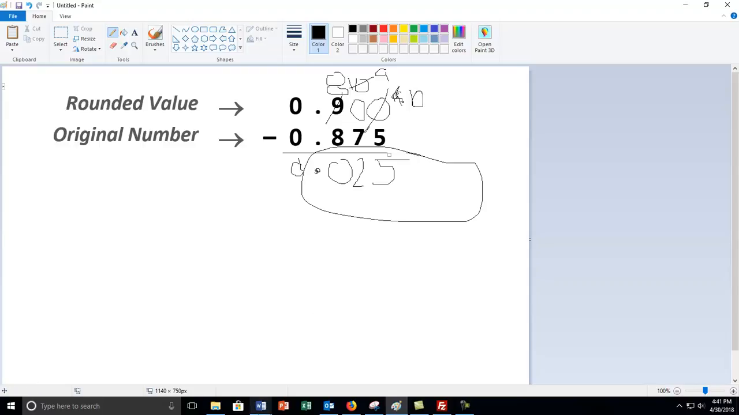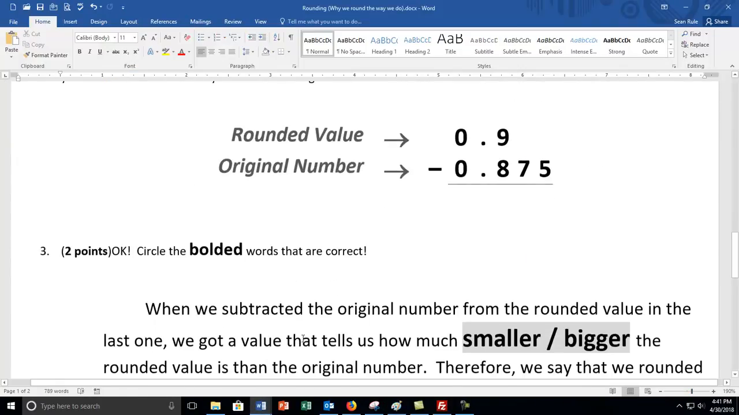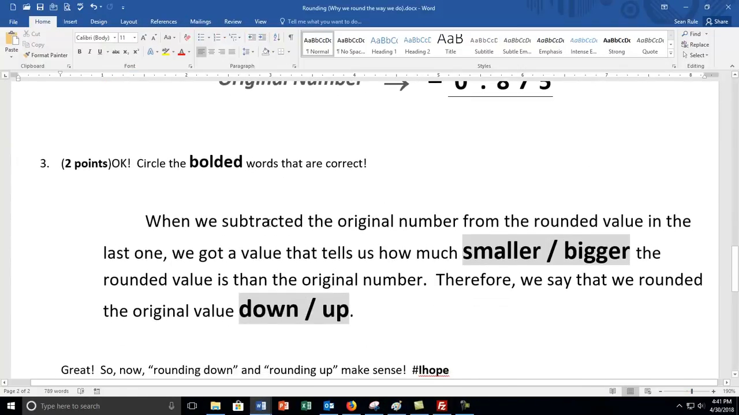Now, realize your rounded value is therefore 0.025 bigger than your original number. That means when you rounded up, when we subtracted the original number from the rounded value in the last one, we got a value that tells us how much bigger the rounded value is than the original number. Therefore, we say we rounded the original value up. The rounded value is bigger, which means we rounded up.